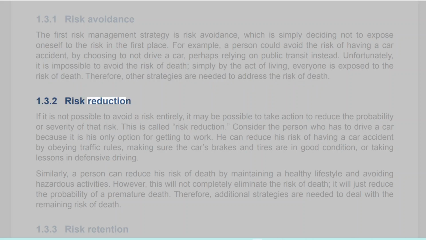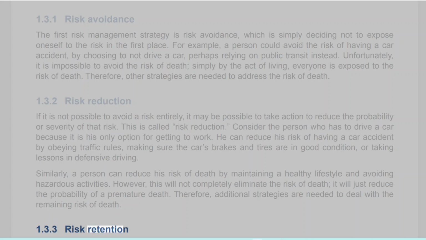1.3.2 Risk Reduction. If it is not possible to avoid a risk entirely, it may be possible to take action to reduce the probability or severity of that risk. This is called risk reduction. Consider the person who has to drive a car because it is his only option for getting to work. He can reduce his risk of having a car accident by obeying traffic rules, making sure the car's brakes and tires are in good condition, or taking lessons in defensive driving. Similarly, a person can reduce his risk of death by maintaining a healthy lifestyle and avoiding hazardous activities. However, this will not completely eliminate the risk of death, it will just reduce the probability of a premature death. Therefore, additional strategies are needed to deal with the remaining risk of death.